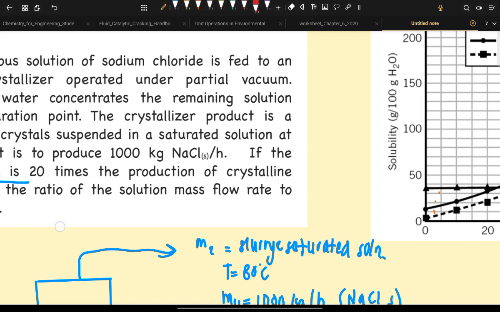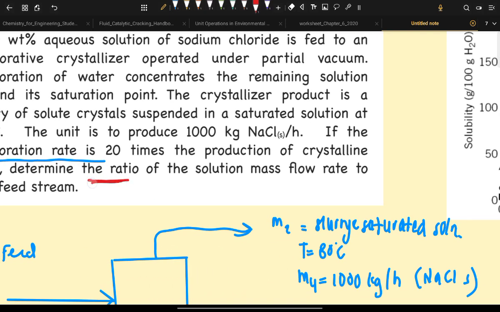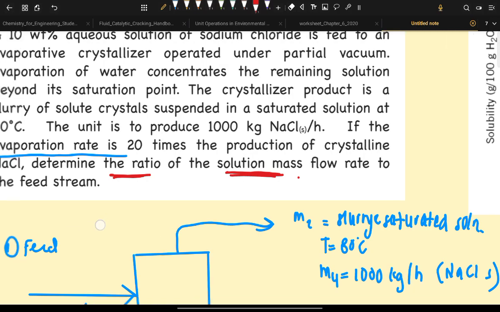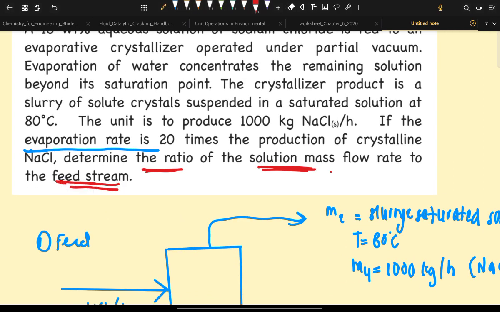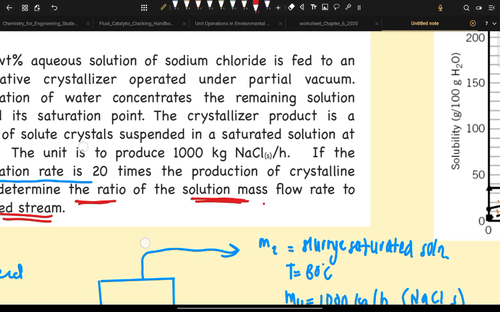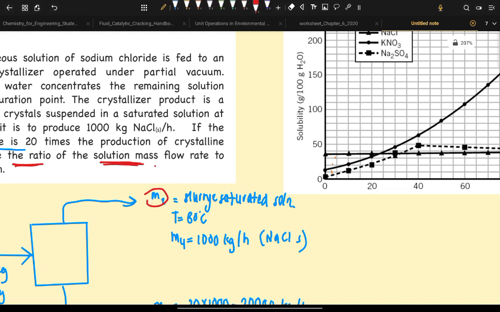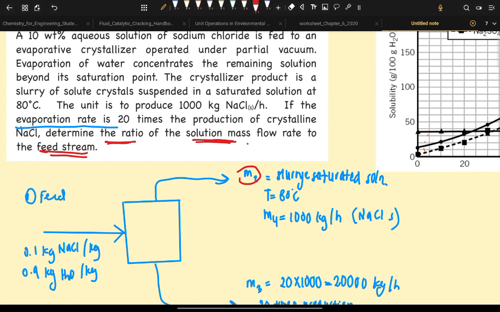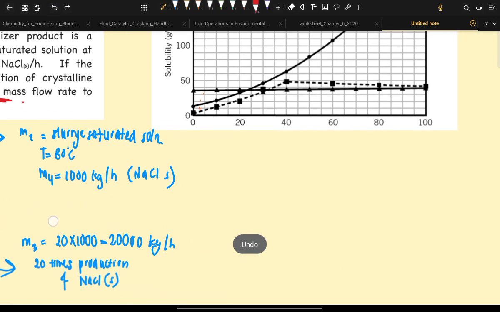Okay, and what they want is the ratio of the solution mass flow rate to the feed stream, which is M2 over M1. Okay, this is our target.